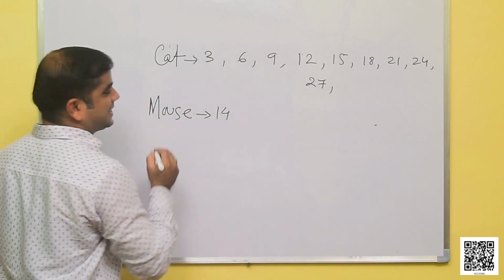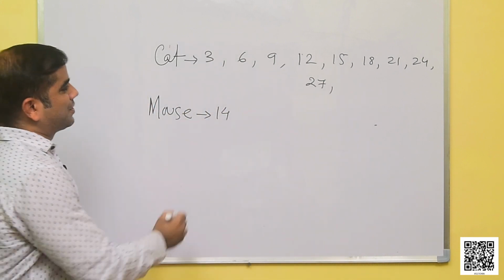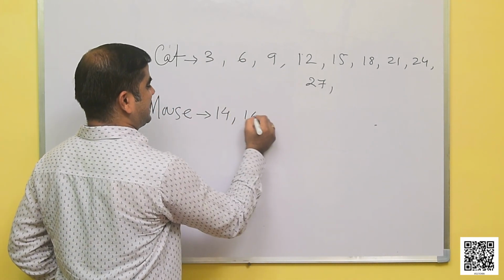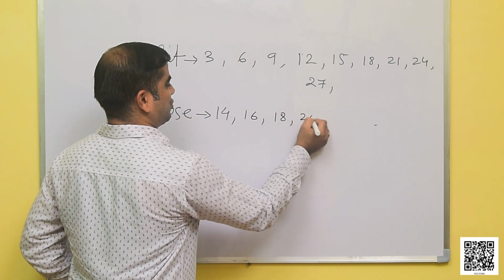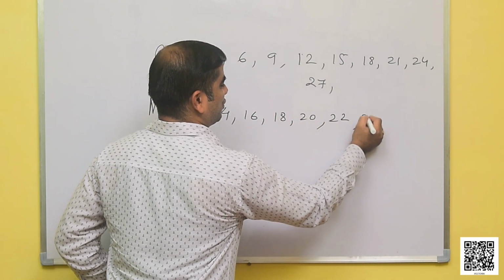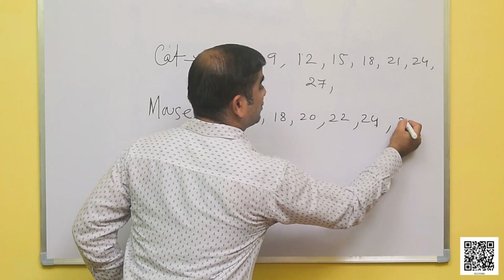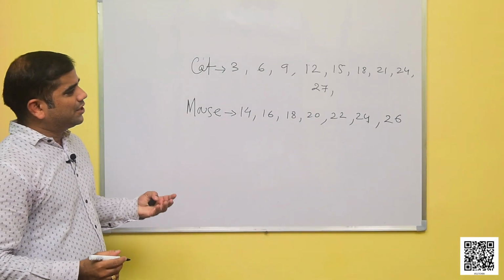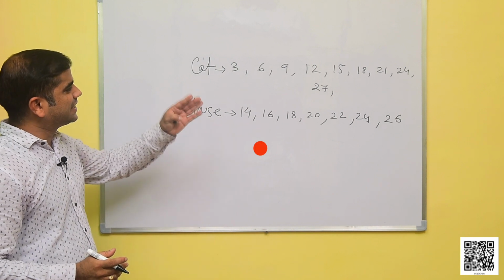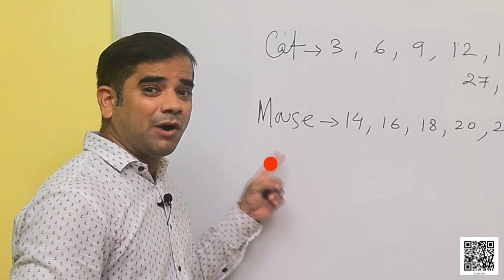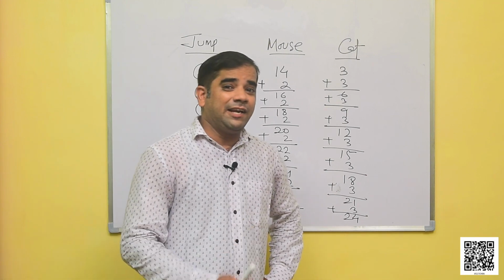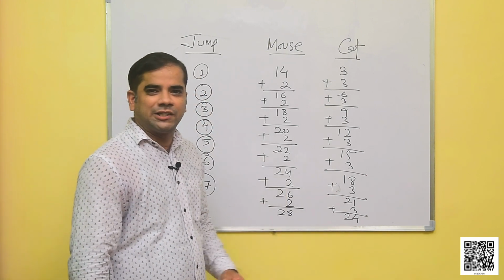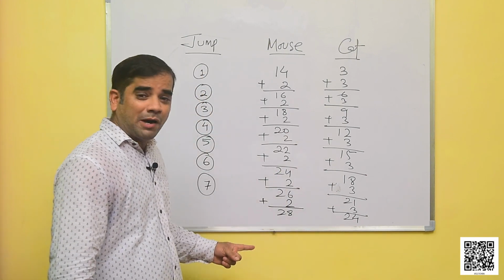Okay? Let's check for the mouse. 14, 16, 18, 20, 22, 24, 26. Okay? So, can you find the relationship whether the cat is catching the mouse or not? So, let's see what is happening with the mouse, whether the cat is able to catch the mouse.